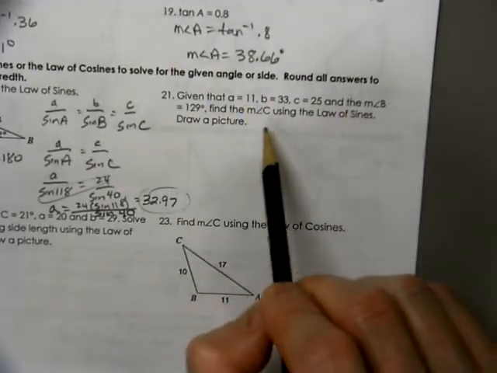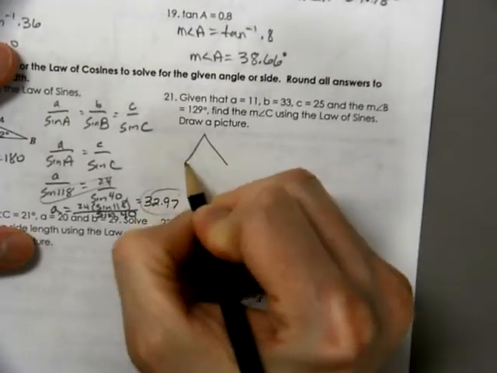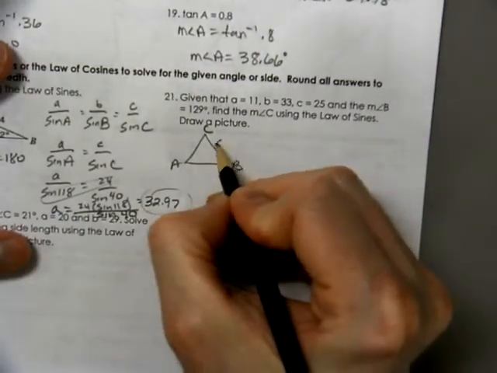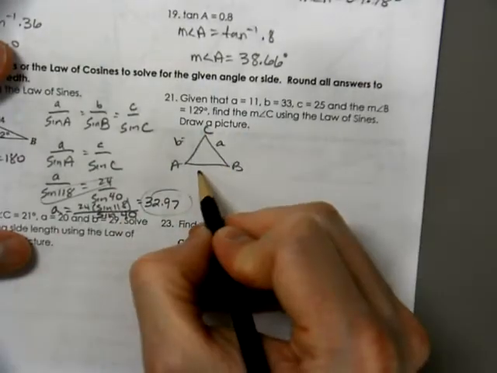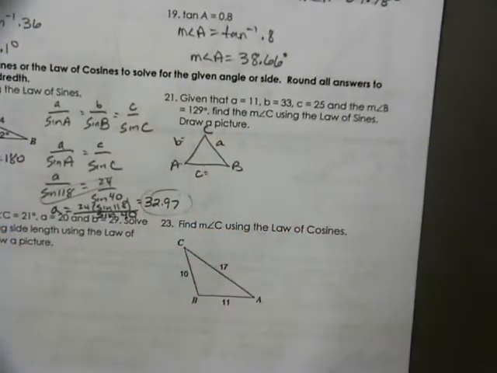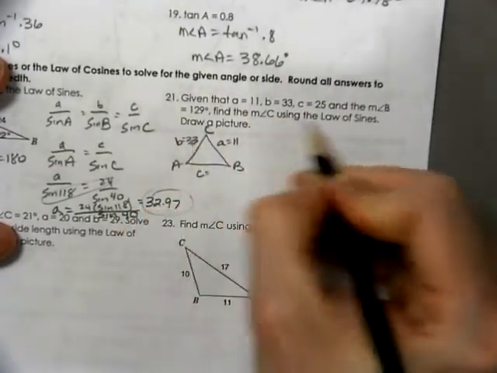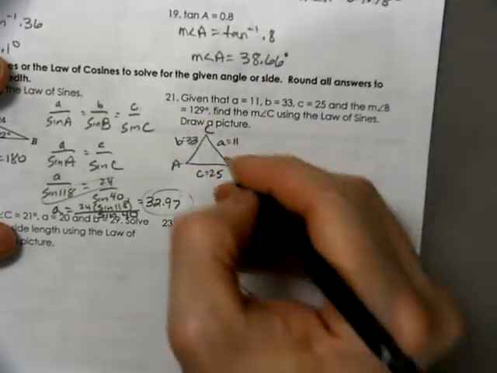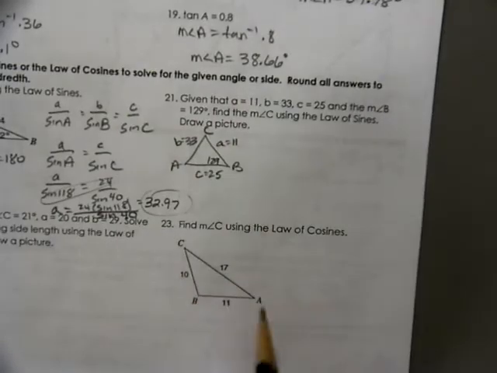Okay, given this information, use the law of sines. So I like to draw my picture. We'll label it A, B, and C. So side A is across from angle A, side B is across from angle B, and side C is across from angle C. So A is supposed to be 11, B should be 33, C is 25, and the angle of B is 129. I didn't draw that proportionally, of course, but that tells me my relationship.